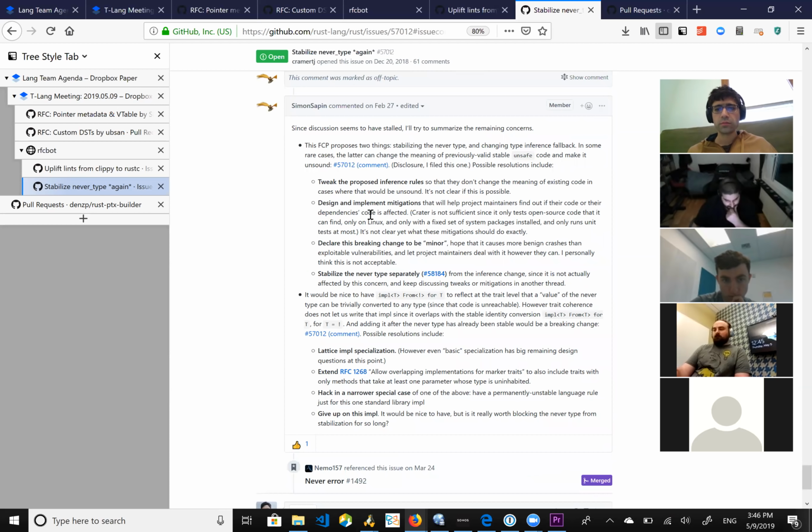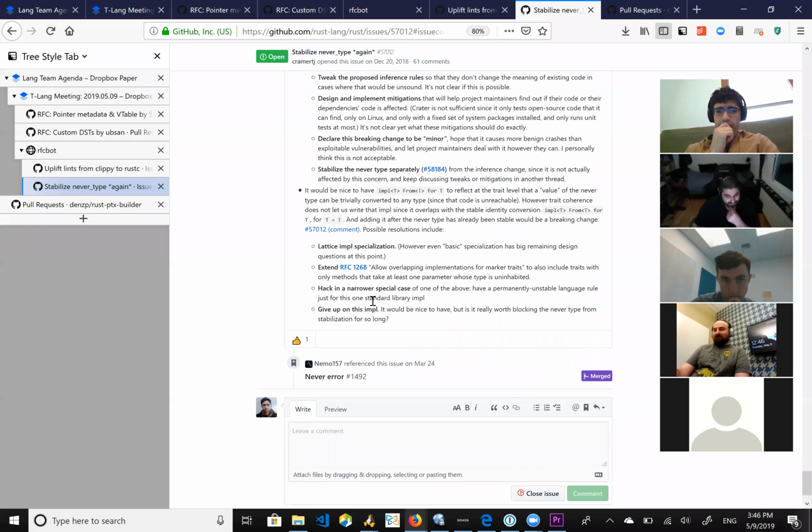Let's see. I see. It overlaps with the stable identity conversion. Okay, that's such a pain in the neck. Okay. I see. This is a good summary.